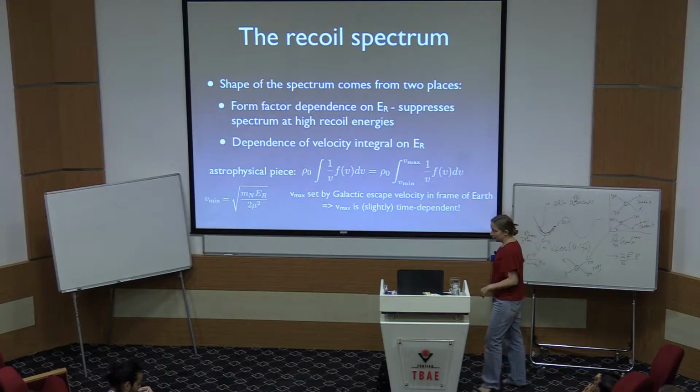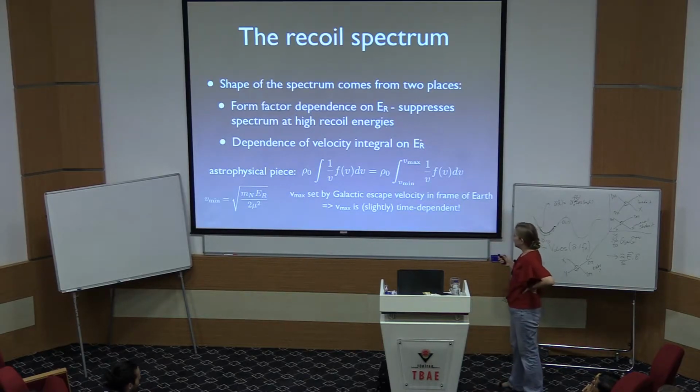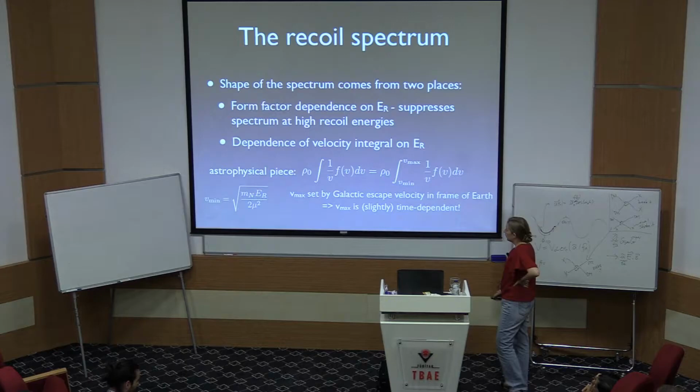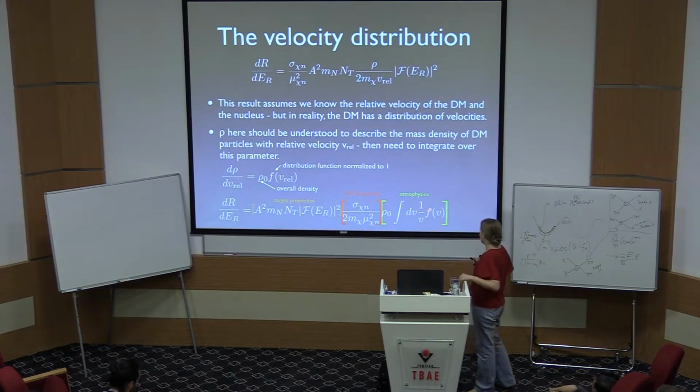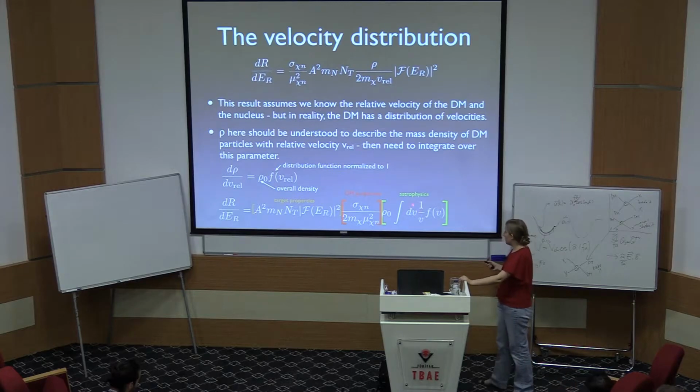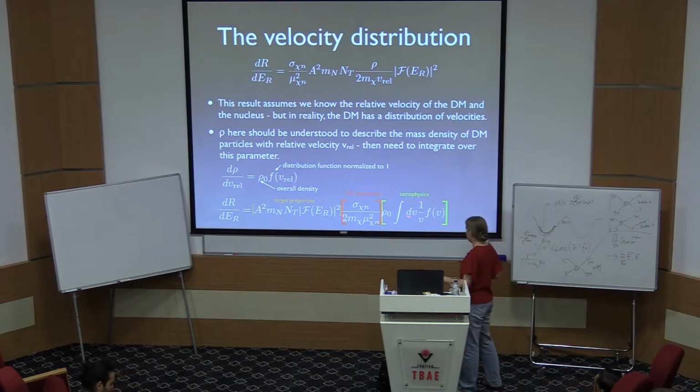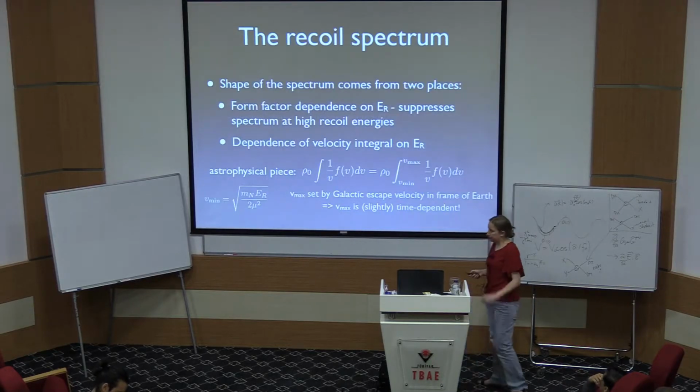There are two factors that affect the shape of the spectrum with recoil energy in this case. One is the dependence of the velocity integral on the recoil energy, and the other is the form factor dependence. You might say, hang on, when I wrote this velocity integral there was no obvious recoil dependence. But you remember from the first calculation we did that the minimum velocity that can contribute is a function of the recoil energy. So the lower limit on this integral is a function of E_R.